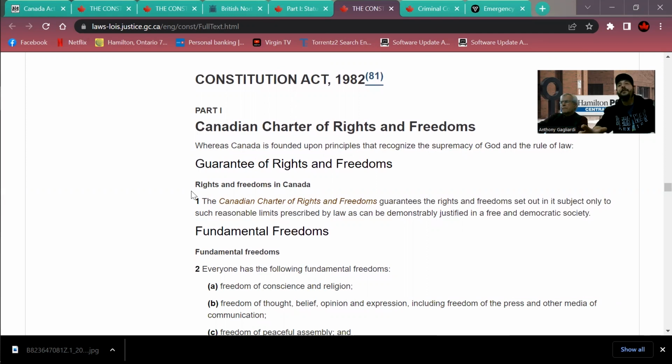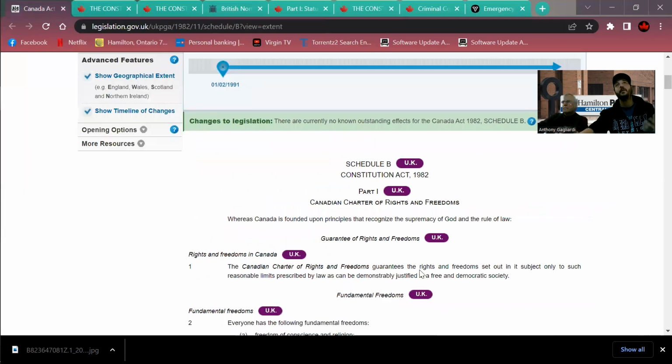So we'll call it the C-19 crisis. When they declared the emergency, they were doing it on the fundamental rights and freedoms through the Canadian Charter of Rights and Freedoms, which again actually holds no water, as we just previously showed you. Because again, if you look here, this is UK legislation. Why would it be under UK legislation? That absolutely doesn't make sense.